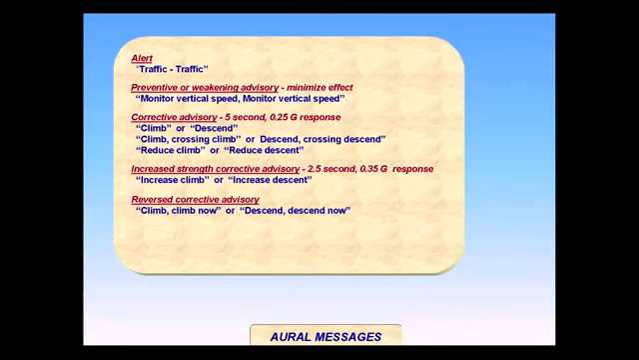Clear of conflict. Confirms the end of the event and that vertical separation is increasing.